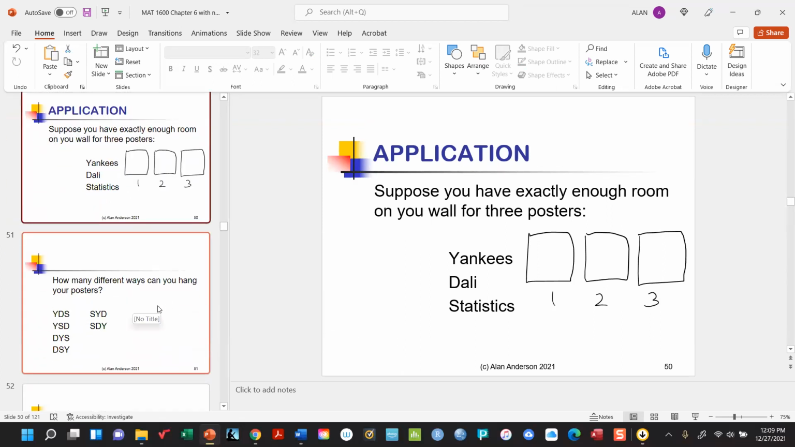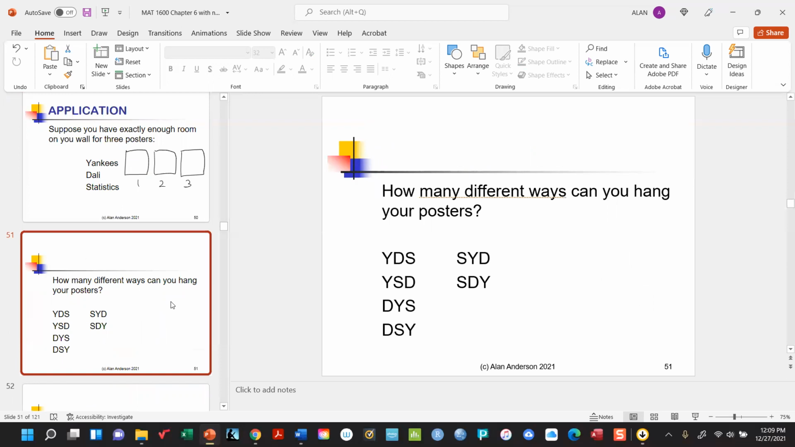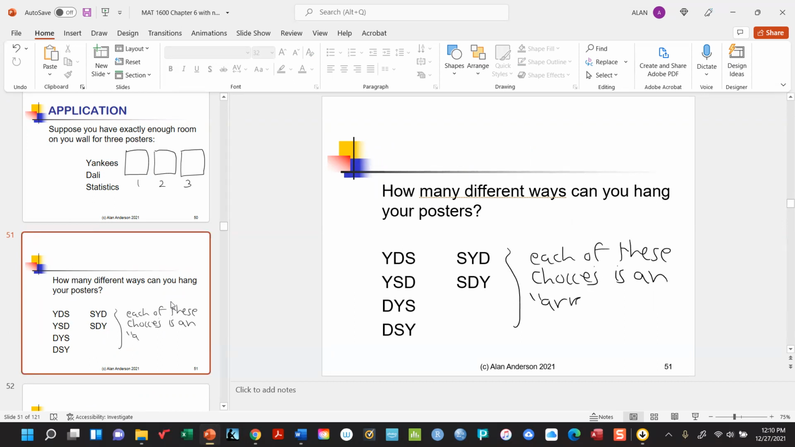All right, well, what I did was I abbreviated each one and wrote them all down. Y for Yankees, obviously, D for Dali, and S for statistics. So we can start by simply writing them all down. If you go through the list, you'll see that this covers all the possibilities, and each of these choices is what we call an arrangement, because all you're doing is taking all three of them and changing the order. You're not leaving any of them out. You're not adding anything to it. You're just taking the same three posters and changing the order. And altogether, there are six. Now, here we did it the hard way. We just wrote them all down.